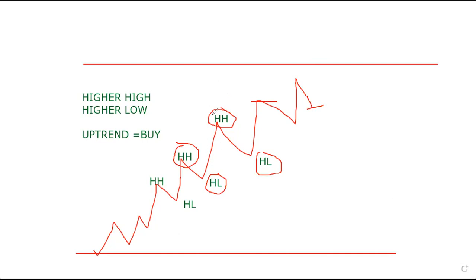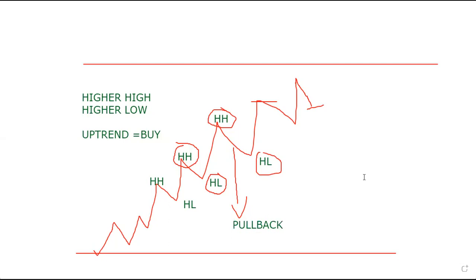And then the distance between the higher high and the higher low is what is called a pullback. This distance here is what we call a pullback. See it? It's called a pullback. That's what it is called.